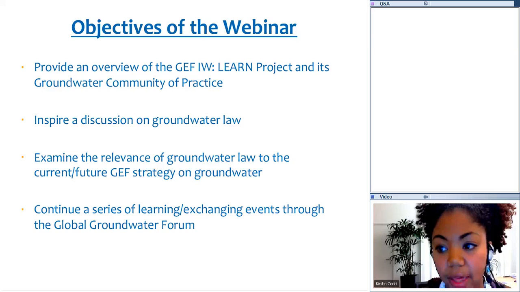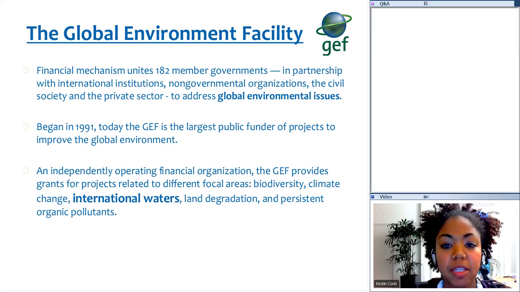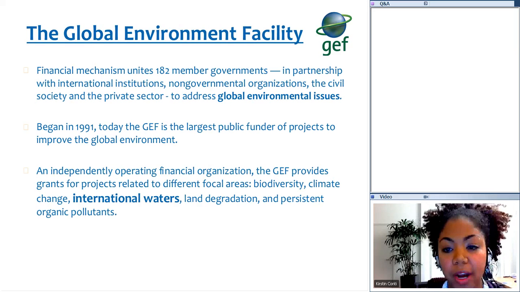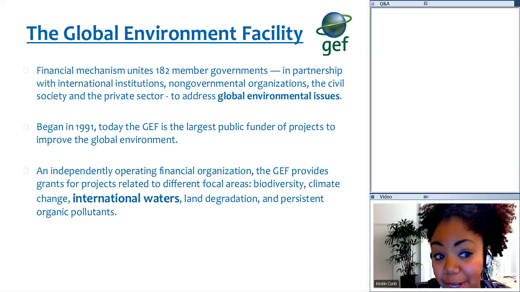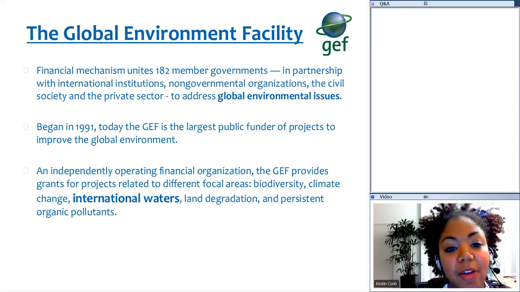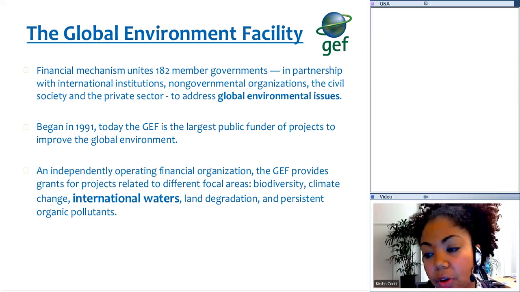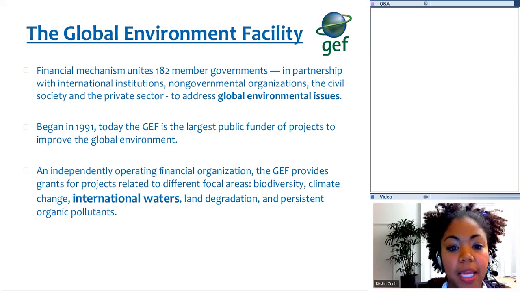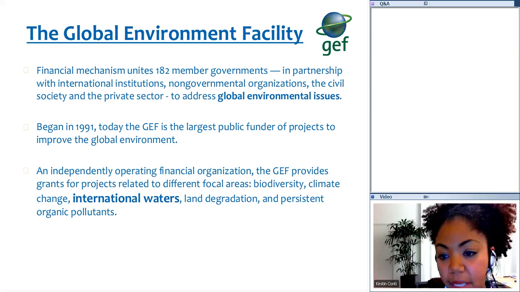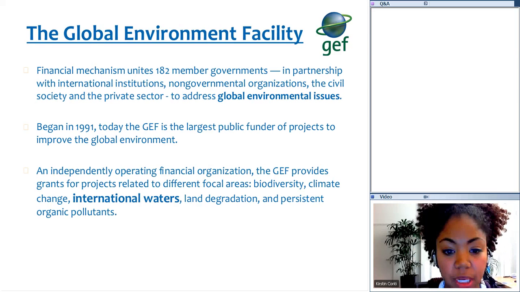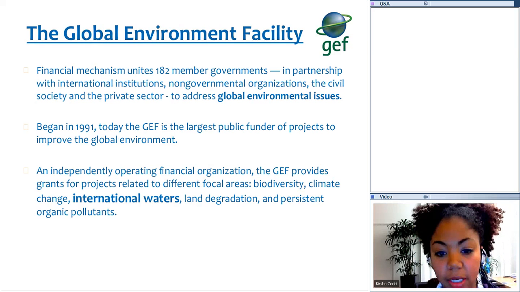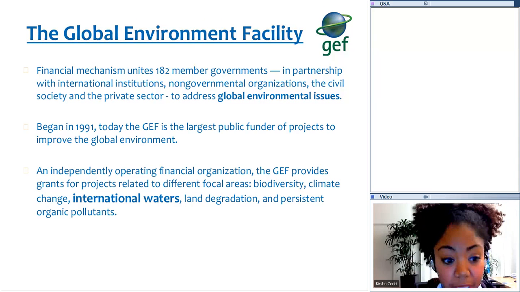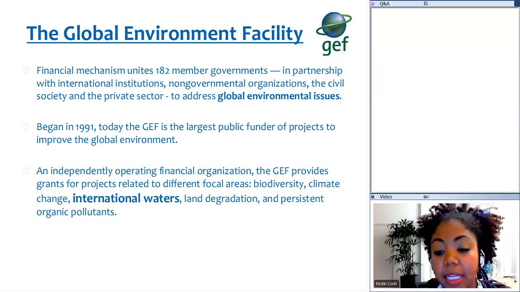Just as a background, the Global Environment Facility is a financial mechanism that has over 182 member states and partnerships with all different types of organizations to address global environmental issues. It was originally started in 1991, but now is the largest public funder of projects about the environment. And it's an independent financial organization, although many people have heard of it in connection to the World Bank.